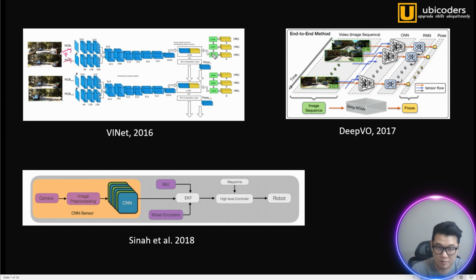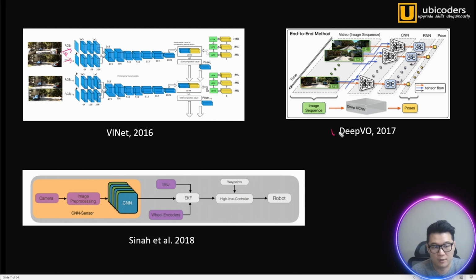And then they mix it with information from the IMU. IMU is the inertial measurement unit. It gives us any inertial information, like the acceleration and the angular velocities and so on. They mix it to estimate the position of the camera and so on.